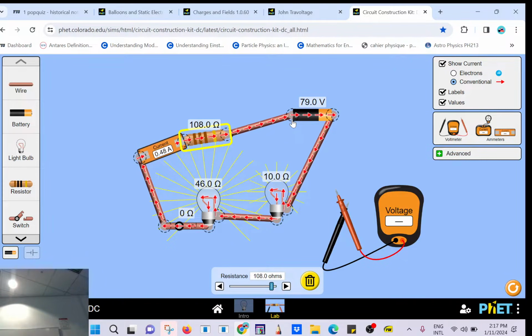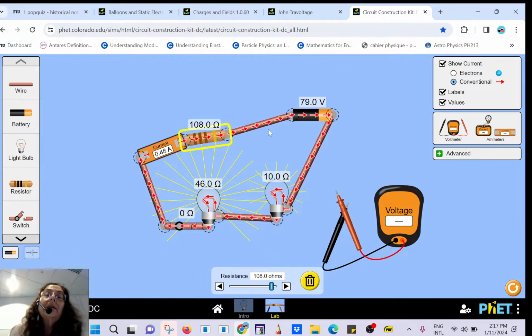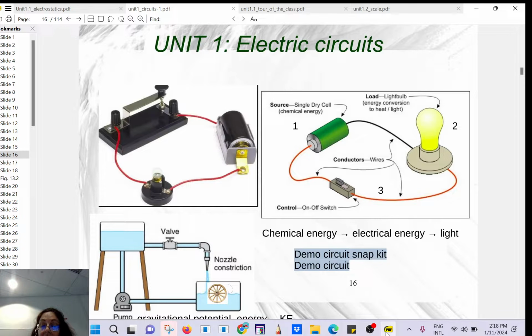Okay, so you see, you need to, it's okay. You have to make a circuit, okay, from plus to minus. Okay, so let's go back to the slides.